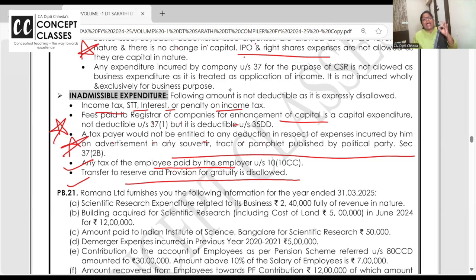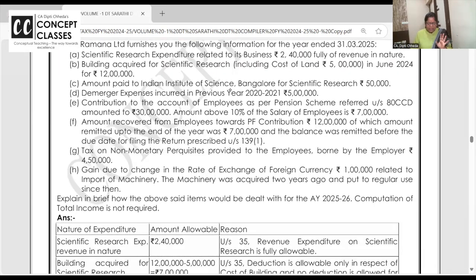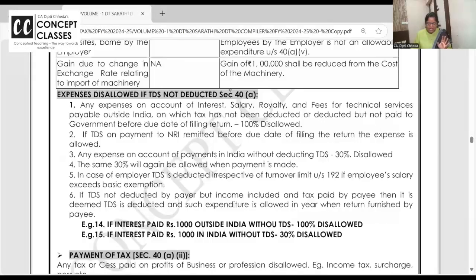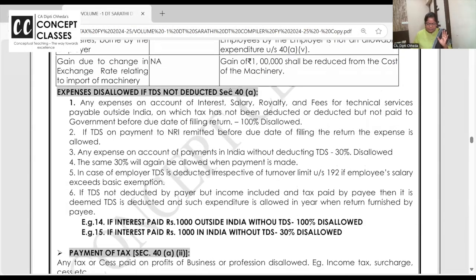Provisions are not actual expense, they are just estimate, not allowed. Transfer to this reserve, that reserve is not expense. You are taking the profit in one pocket and keeping it in dividend equalization reserve, investment allowance reserves. So transfer to reserve is not an expense, it's not allowed. Provisions are not allowed. These one liner questions are very, very important.